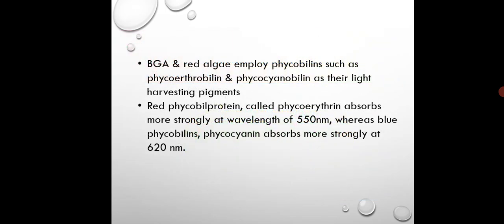Moving on, if we talk about the pigments, then blue-green algae and red algae produce phycobilins, such as phycoerythrobilin and phycocyanobilin, as their light harvesting pigments. So phycoerythrobilin and phycocyanobilin are the pigments produced by the BGA and red algae. These pigments absorb light at different wavelengths. Like phycoerythrin absorbs at 550 nanometer, and phycocyanin absorbs light at a wavelength of 620 nanometer.